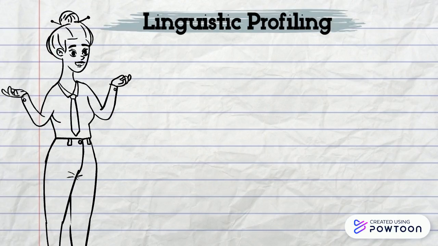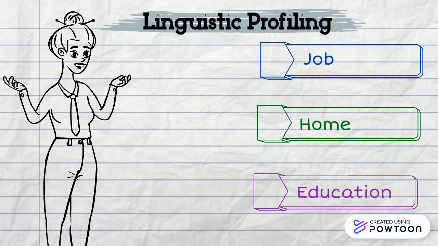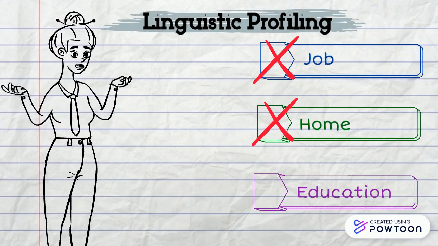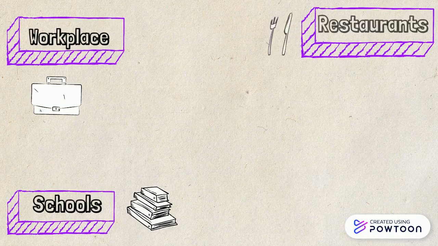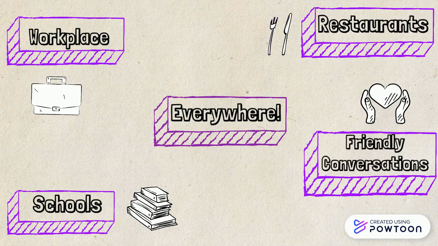When we linguistically profile, we make it extremely difficult for marginalized and minority speakers to get a job, a home, or even an education. We can see linguistic discrimination anywhere and everywhere, whether it's correcting your friend's grammar in a friendly conversation or mocking somebody's accent in a restaurant. Our judgments hurt the people around us, and whether you want to admit it or not, you too have an accent.